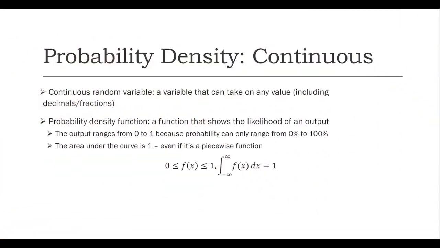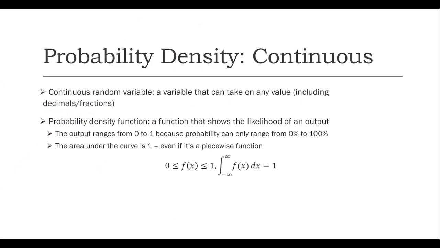So first we have the probability density for a continuous random variable. A continuous random variable is a variable that can take on any value, including decimals and fractions. A probability density function is a function that shows the likelihood of an output. So you would use this for continuous random variables.